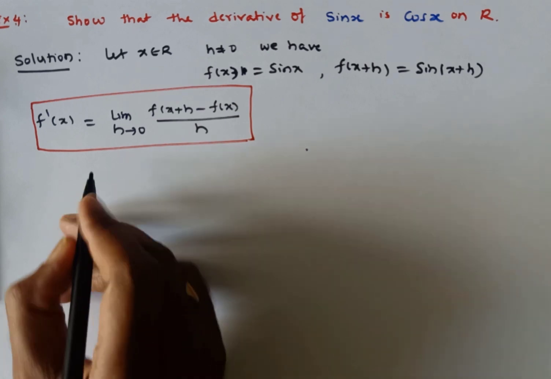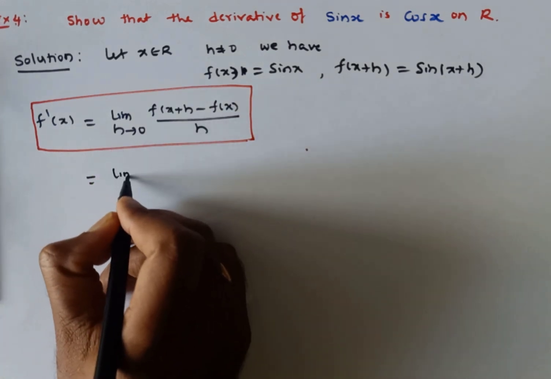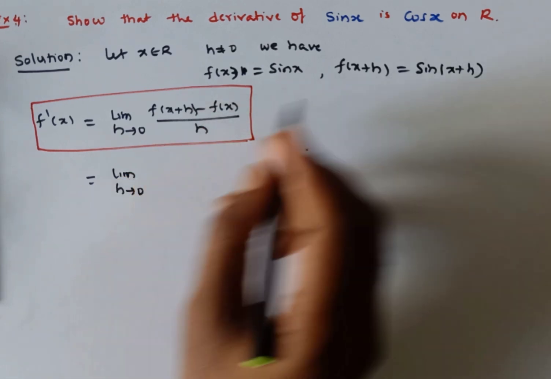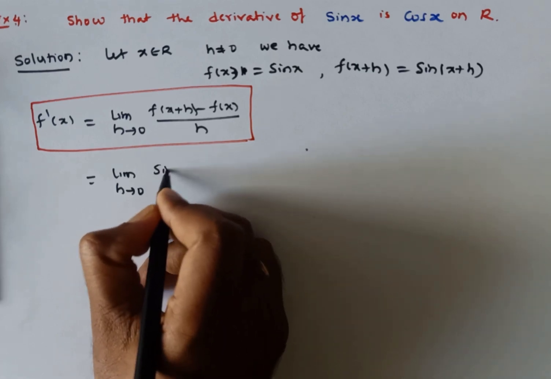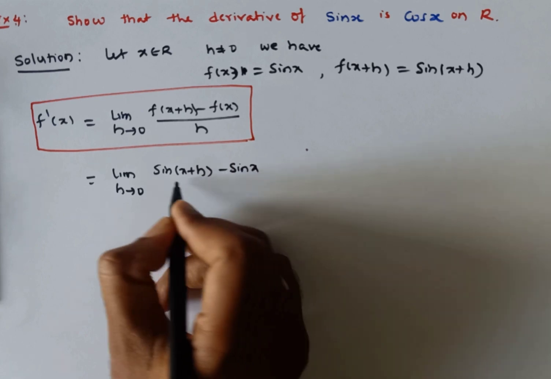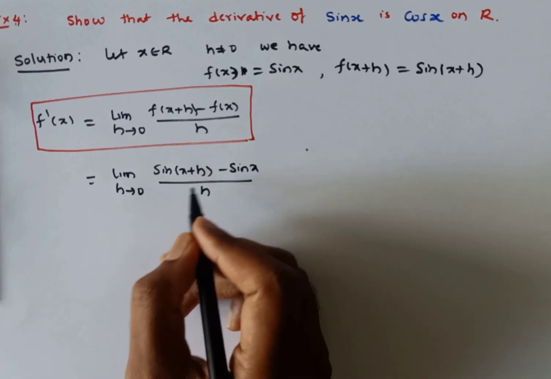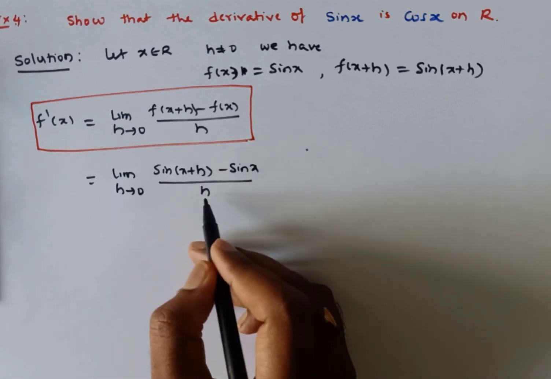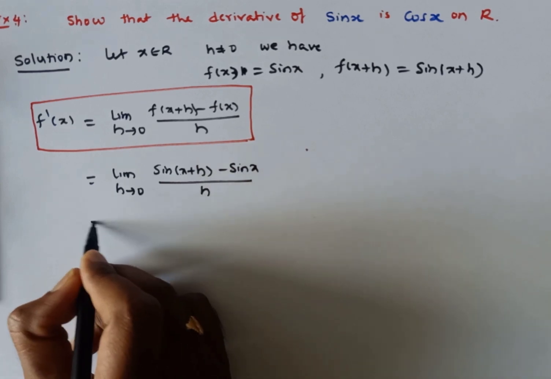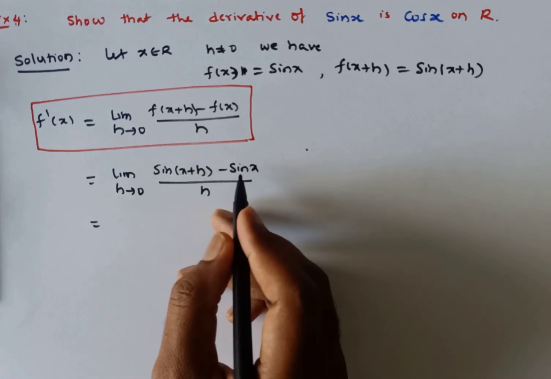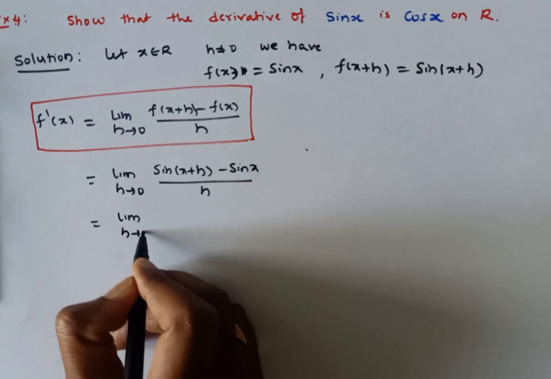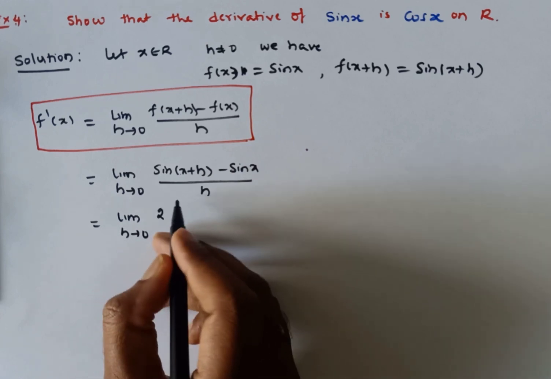Now simplify this: limit h tends to 0, f of x plus h is sin of x plus h, so this is sin of x plus h minus sin x divided by h. Now as h goes to 0, it is sin x minus sin x by 0, a 0 by 0 case, so we need to use the transformations here. So this is sin c minus sin d, and you know the formula for sin c minus sin d.